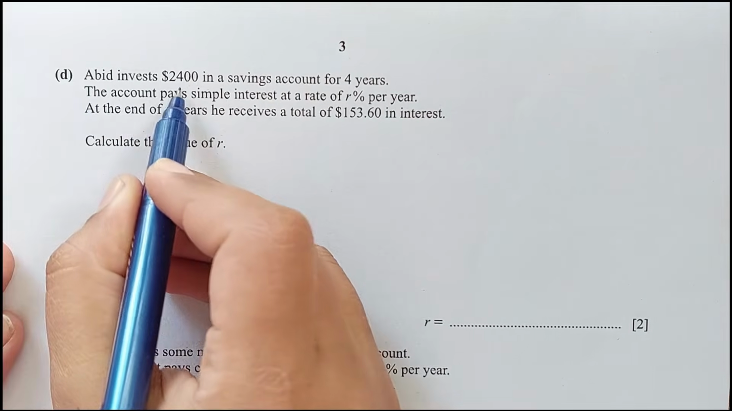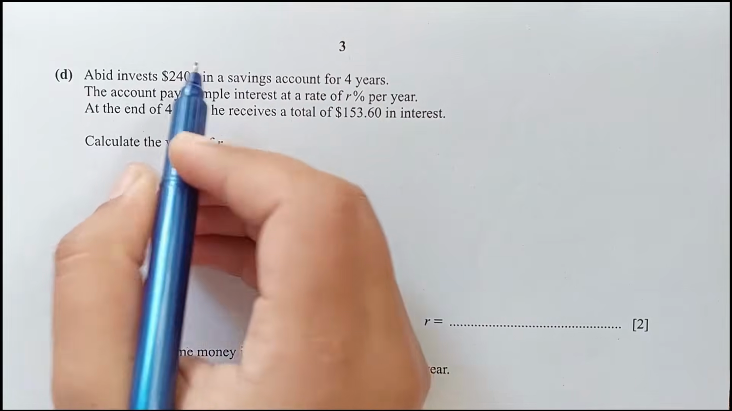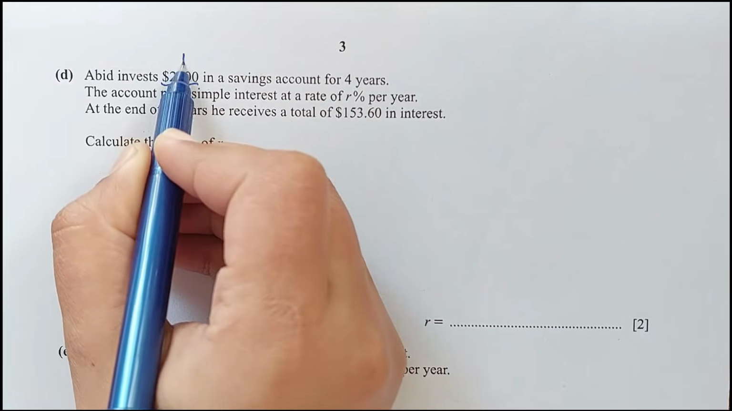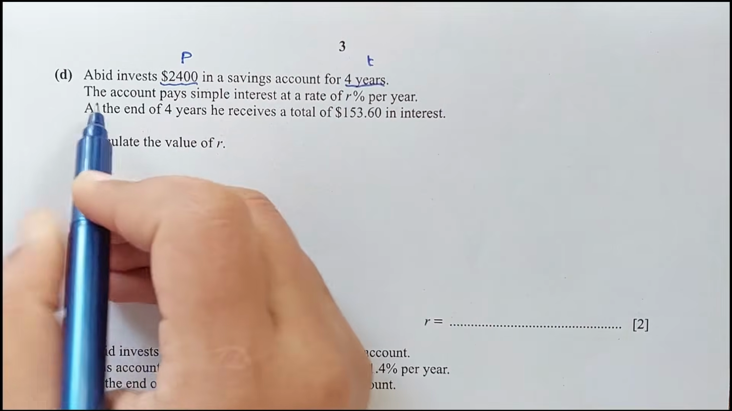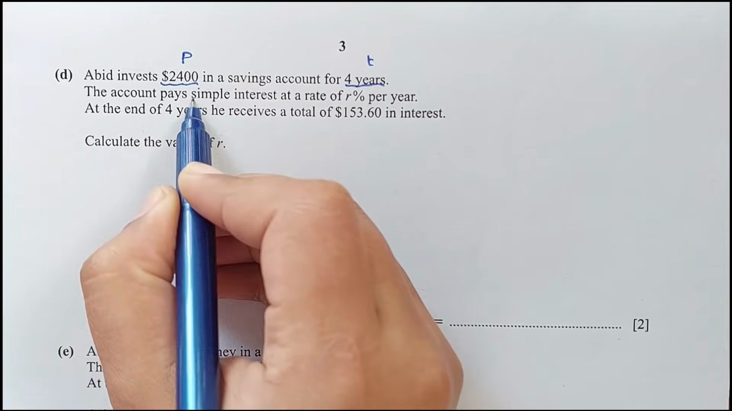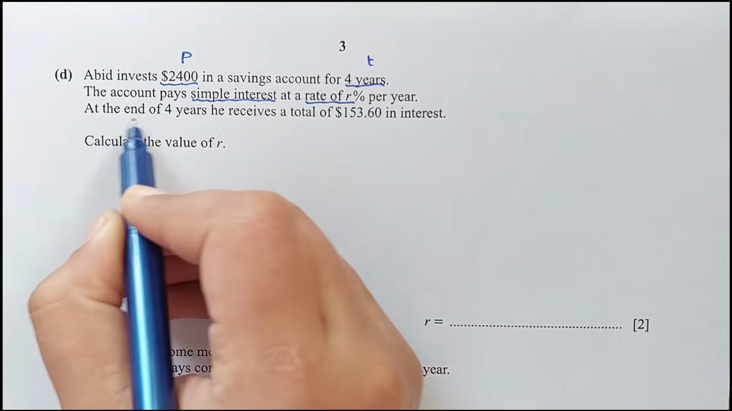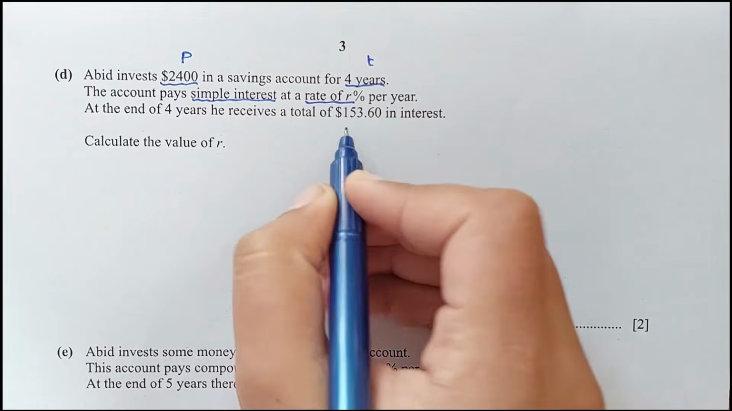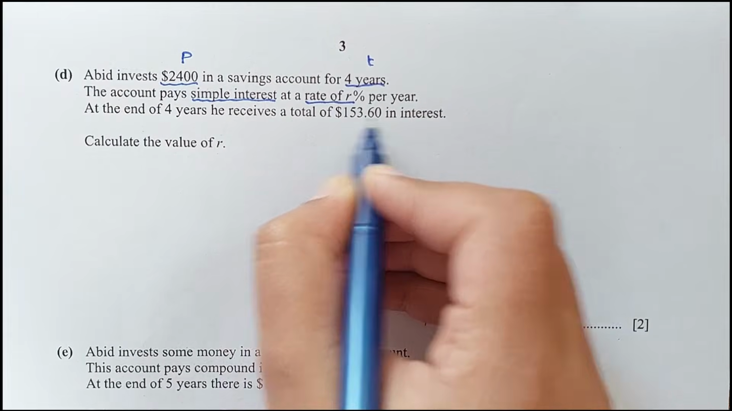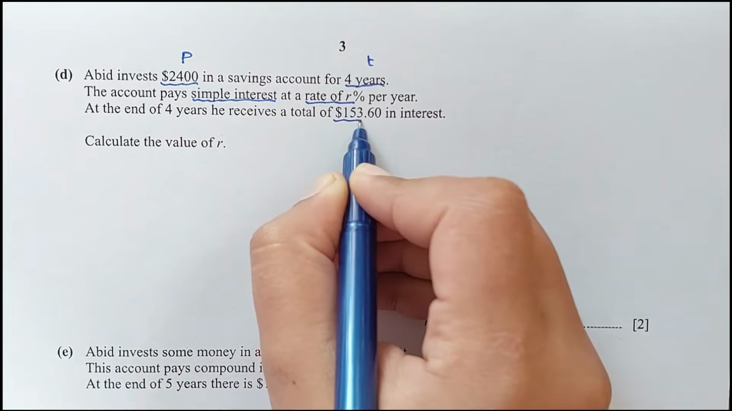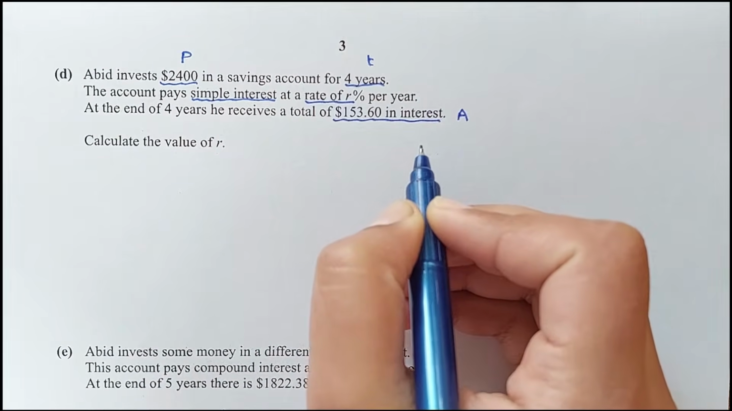Part D. Abid invests $2,400 in a saving account for 4 years. So this investment is the principal, and T is the time in years. The account pays simple interest at a rate of R% per year. At the end of 4 years, he received a total of $153.60 in interest. This is the amount of interest, A. Calculate the value of R.